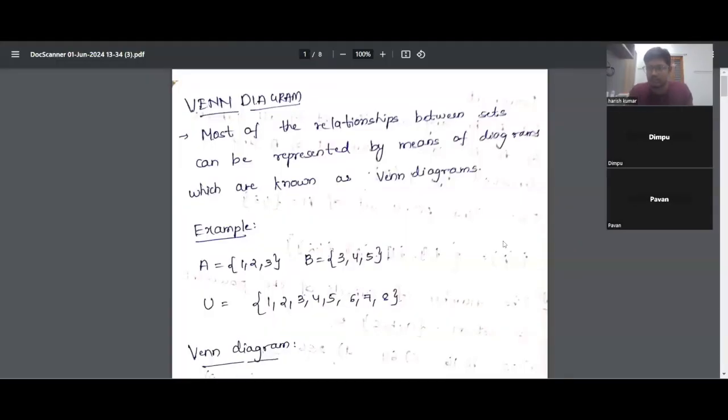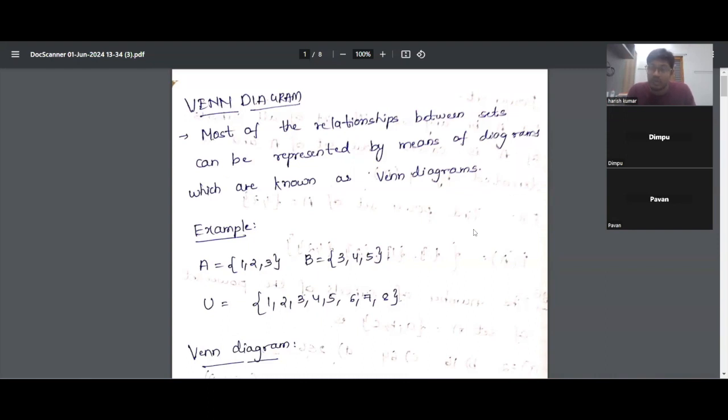So this is the third lecture of the sets chapter, students. Venn diagrams. We'll be starting with Venn diagrams. What are Venn diagrams? Venn diagrams are the diagrammatic representation of sets. That's it. If we are representing sets with the help of diagrams, then that is called a Venn diagram.